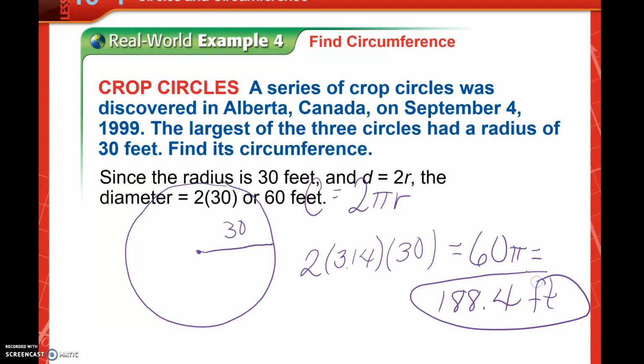So we want to leave that in feet. It's not squared because it's not covering it. It's just the distance around.